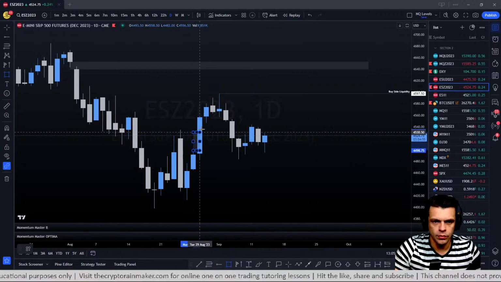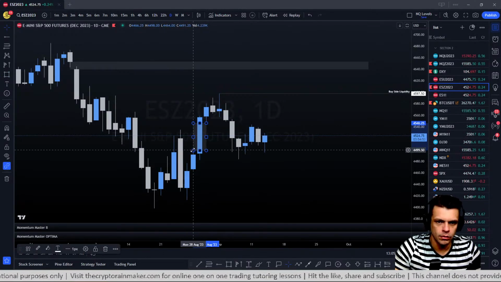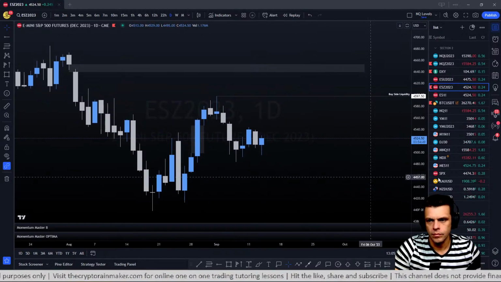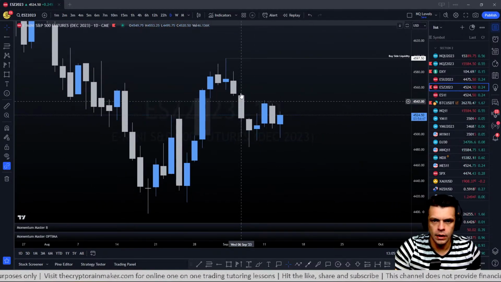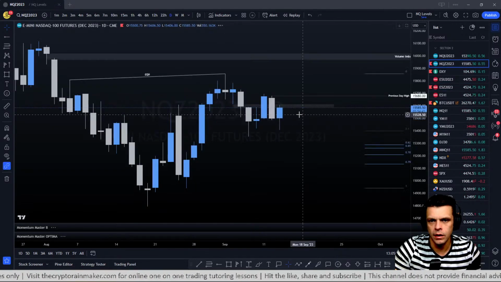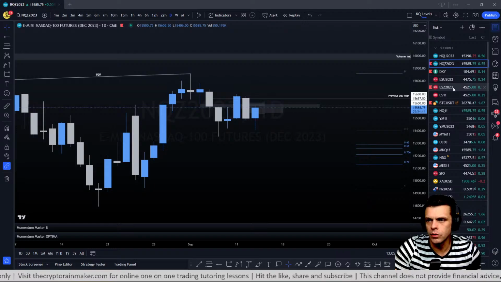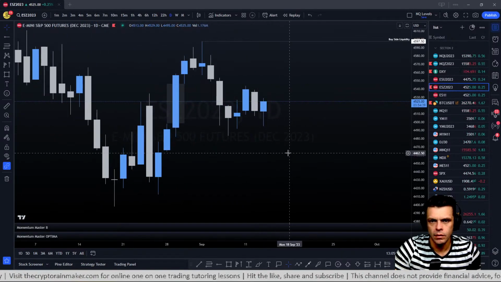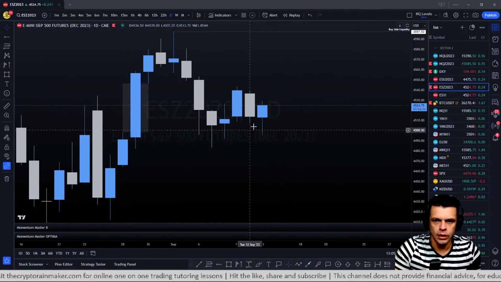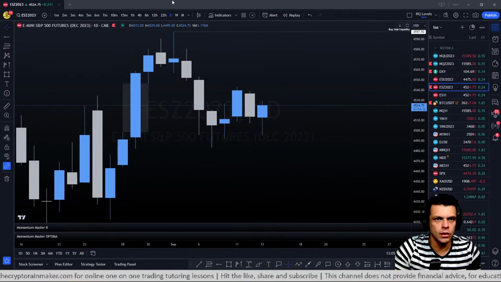Okay, and this was the little fair value gap that it came back to rebalance. Yes, that's a bigger fair value gap than the Nasdaq. The Nasdaq has this small little one you could barely see. Here it's more apparent. See, so ES also took the previous day's low.